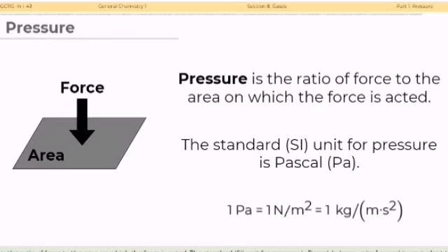Pressure is the ratio of force to the area on which the force is acted. The standard unit for pressure is Pascal. In base units, 1 Pascal is equivalent to 1 Newton per square meter or 1 kilogram per meter per square second.